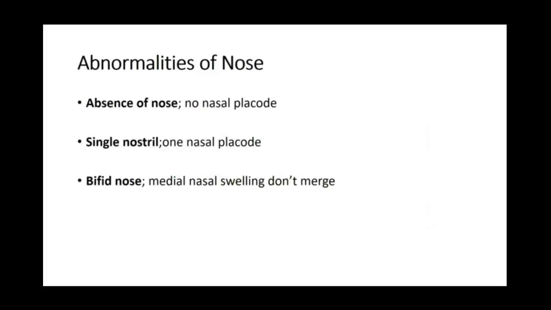The abnormalities of the nose can be absence of the nose, that is, no placode can be formed; a single nostril, where only one nasal placode is formed; or it can be bifid. That means the medial nasal swellings do not merge, that means the two are separate.